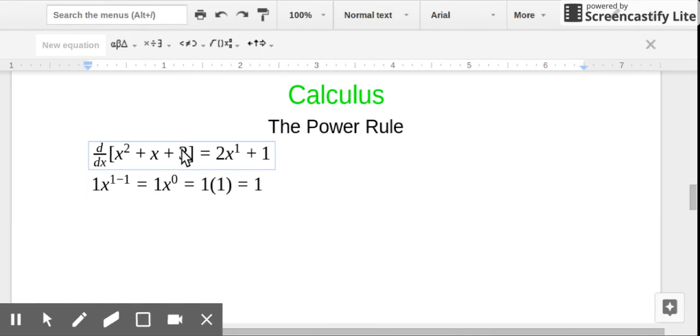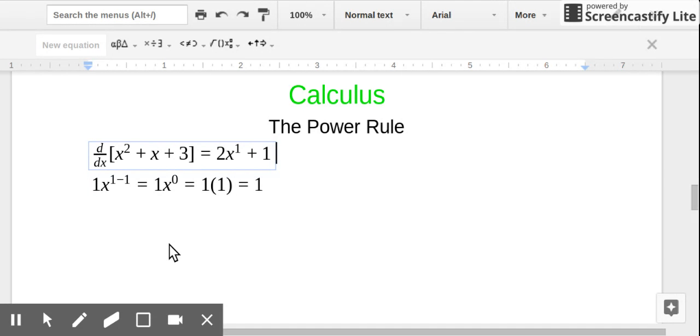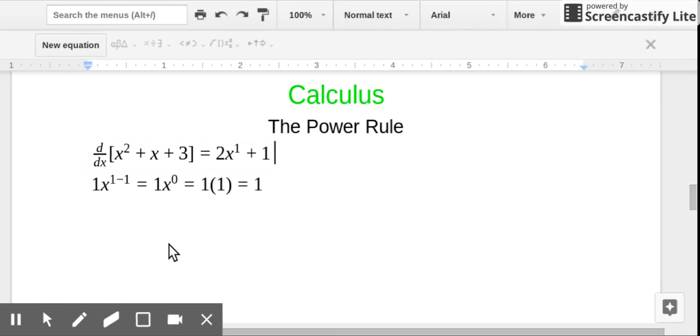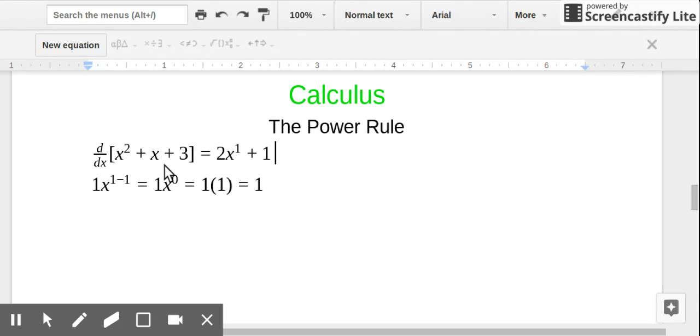Now, what would we say the derivative of a constant is? The derivative of a constant is 0. Of course, we're not going to write that. So as you can see here, the derivative of x squared plus x plus 3 is 2x raised to the first power plus 1. But remember, we don't put a 1 right here, we just leave it off. So it's 2x plus 1. All right, let's work another one.